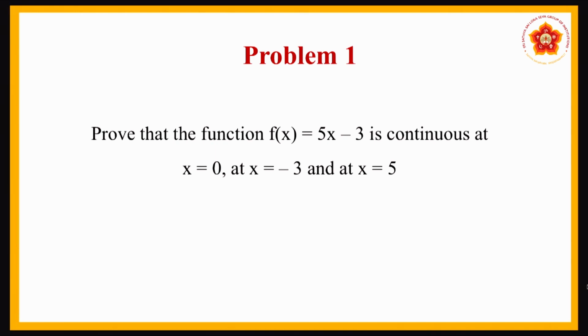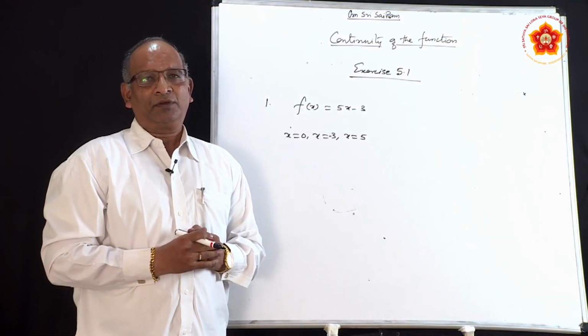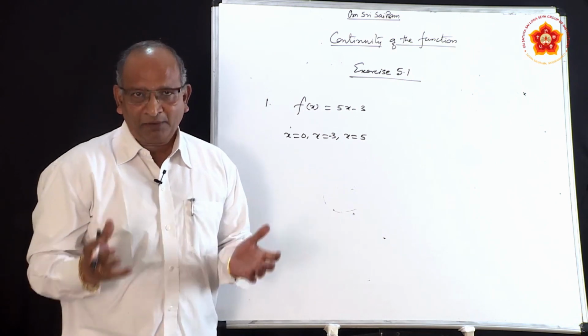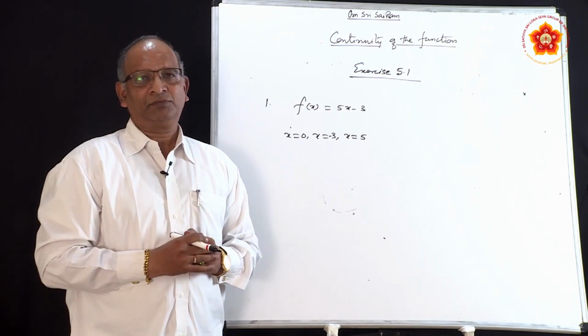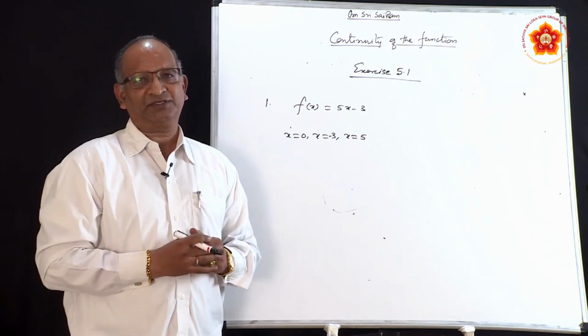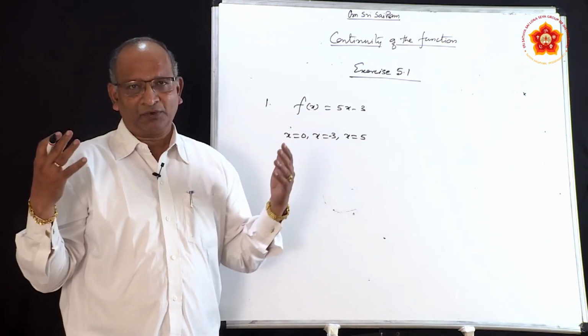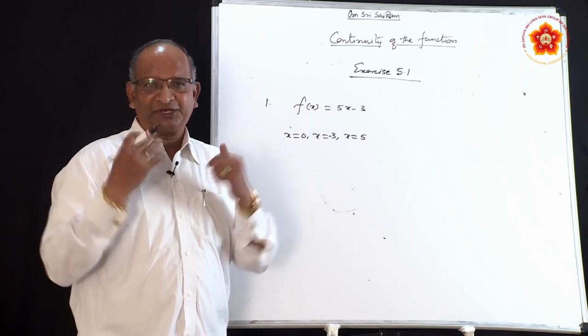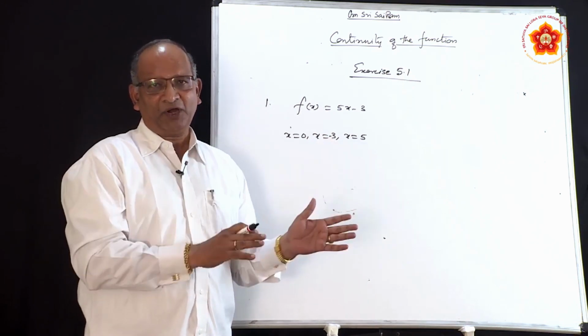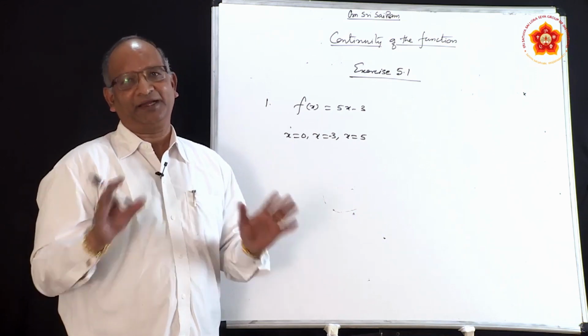But before we go to solve the problems, some facts which we should know. What are the facts? Polynomial functions, identity functions, constant functions, they are always continuous. We don't need to even verify. You can straight away write that if it is a polynomial function, it is going to be continuous. If it is a constant function, it is going to be continuous.